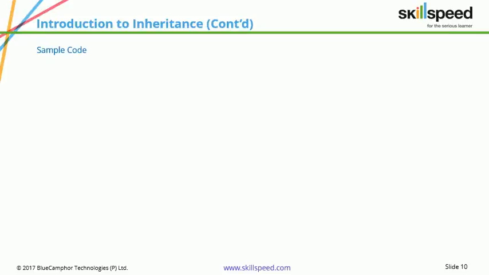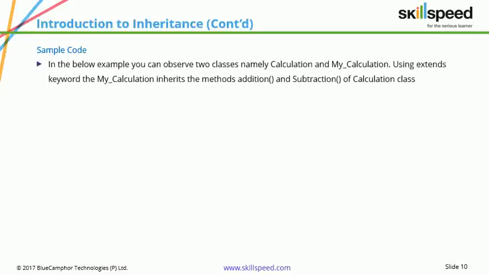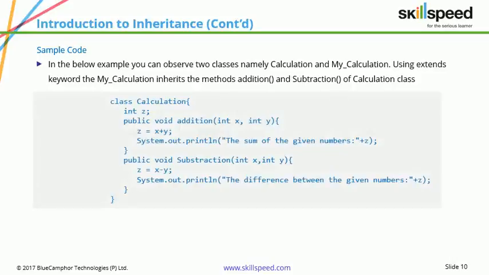Let us look at some sample code, or a basic example, of using the inheritance concept. In the below example, we can observe there are two classes, namely Calculation and MyCalculation. Using the extends keyword, the MyCalculation class inherits the methods addition and subtraction of the Calculation class.